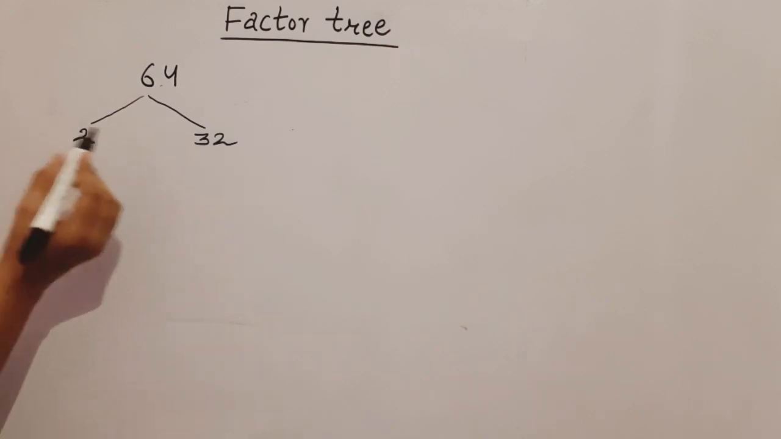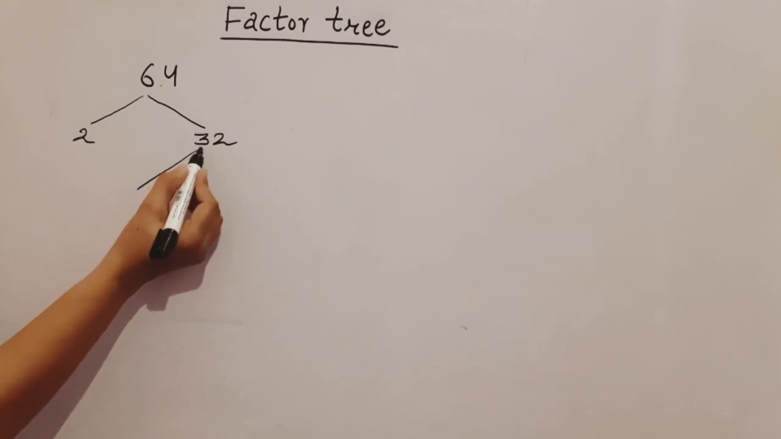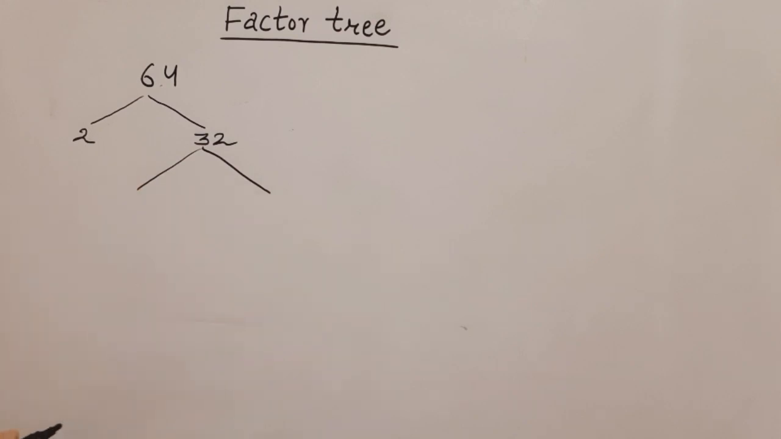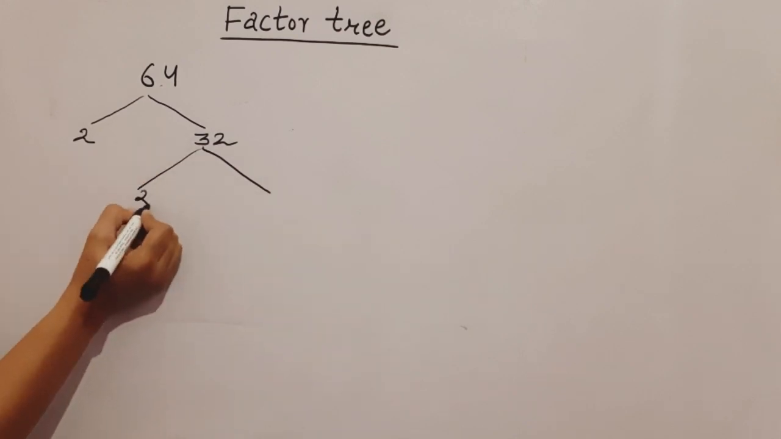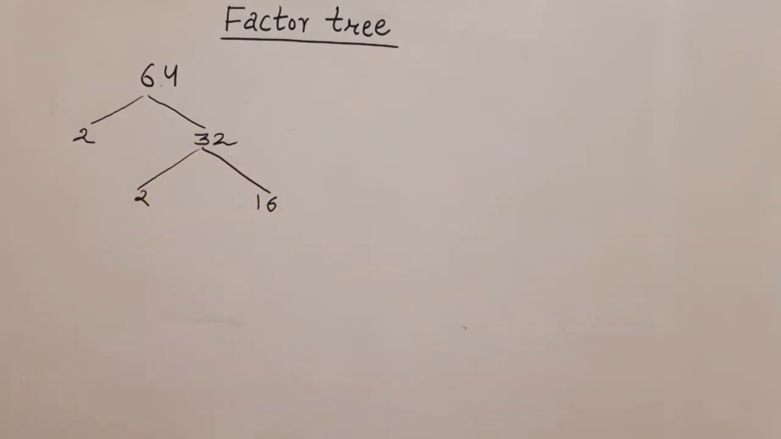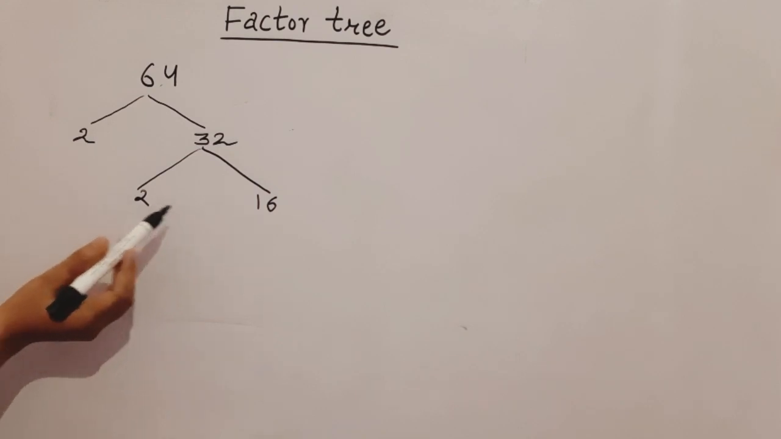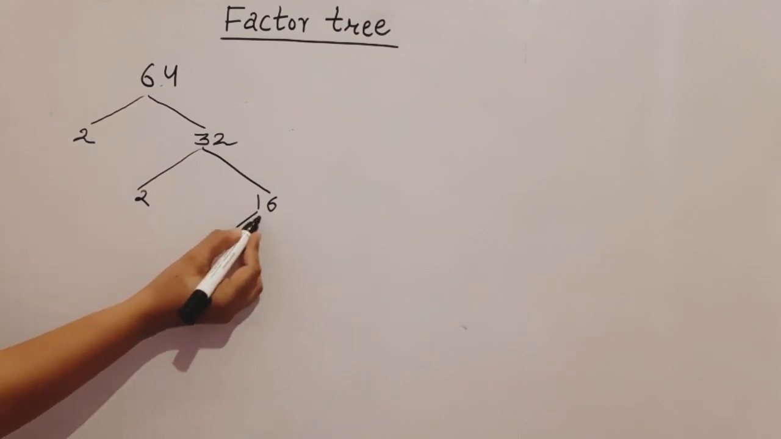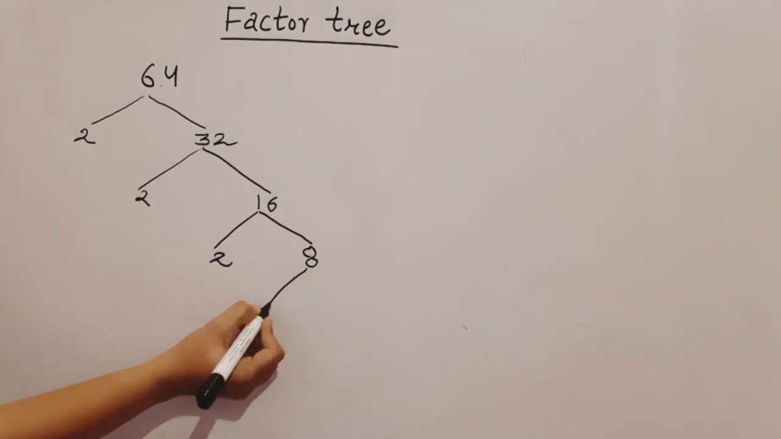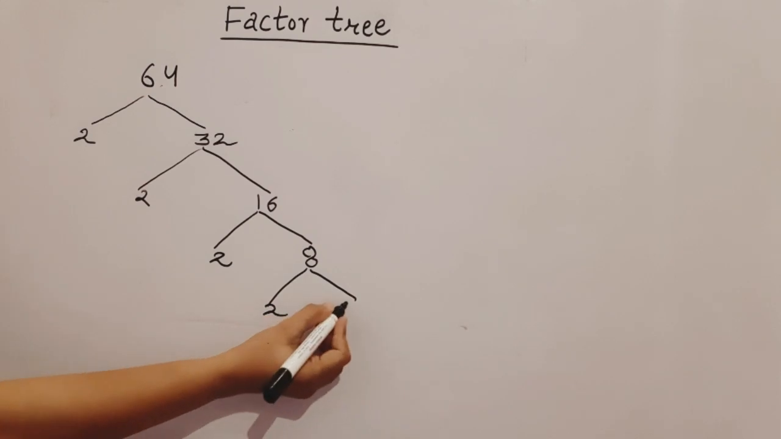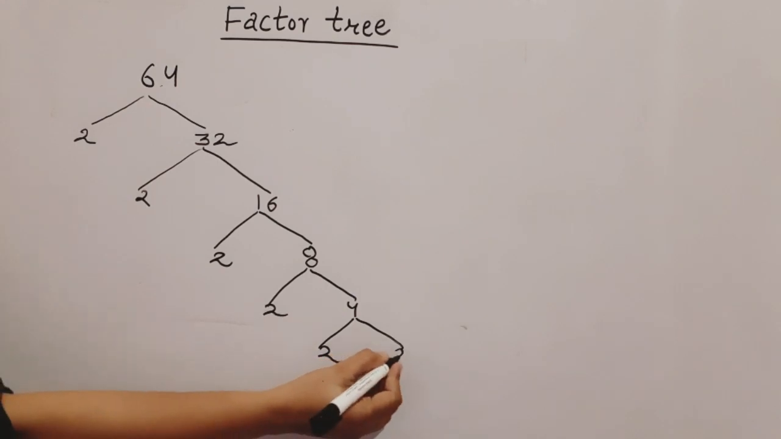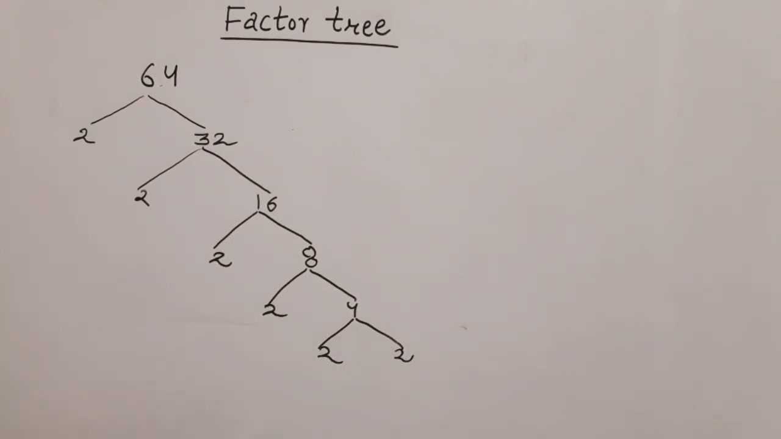Now in the next step, we have to find the two factors of the composite number. One factor will be prime and the other factor will be composite. So 2 1s are 2, right? 2 1s are 2, 1 remainder, so 2 6s are 12. As you can see, one number is prime and one is composite. Again of this composite number we have to find factors. 2 8s are 16. Now 8 is again a composite number. 2 4s are 8. Now 4 is again a composite number. 2 2s are 4. As you can see, now 2 is a prime number.